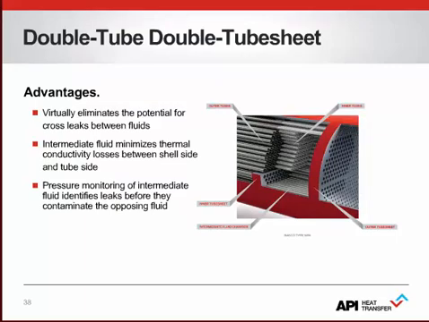Again, the advantages of this design are that it virtually eliminates the potential for cross-leak contamination. The use of an intermediate fluid, like a glycol, for example, minimizes thermal conductivity losses as compared to a design that might utilize simply an air gap in between. And finally, through pressure monitoring of the intermediate fluid, a failure can be identified and rectified immediately.